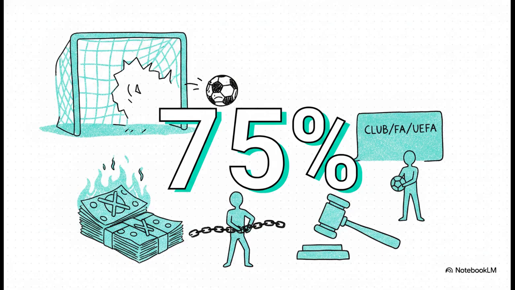When the move collapsed, Bosman's club didn't just block him. They punitively slashed his wages by an astounding 75%. 75%. Trapped and financially penalized, Bosman decided he'd had enough. He took his club, the Belgian Football Association, and eventually UEFA itself to court.